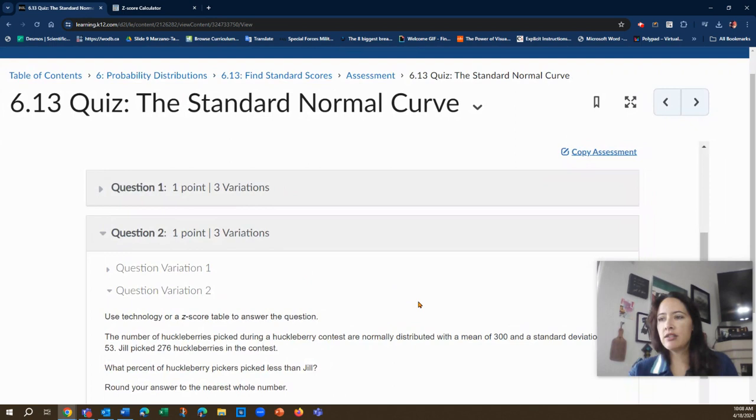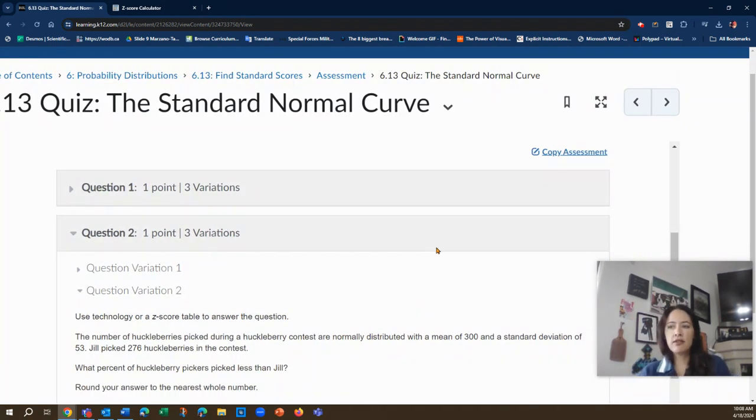All right, so this is a story problem about Jill. Jill has picked 276 huckleberries in this contest. It's normally distributed, though, with a mean of 300. The average berries picked is 300 and a standard deviation of 53, meaning the data varies between each person's by the standard amount of 53. We would expect a 53 difference. That's just letting you know how spread out your data is.